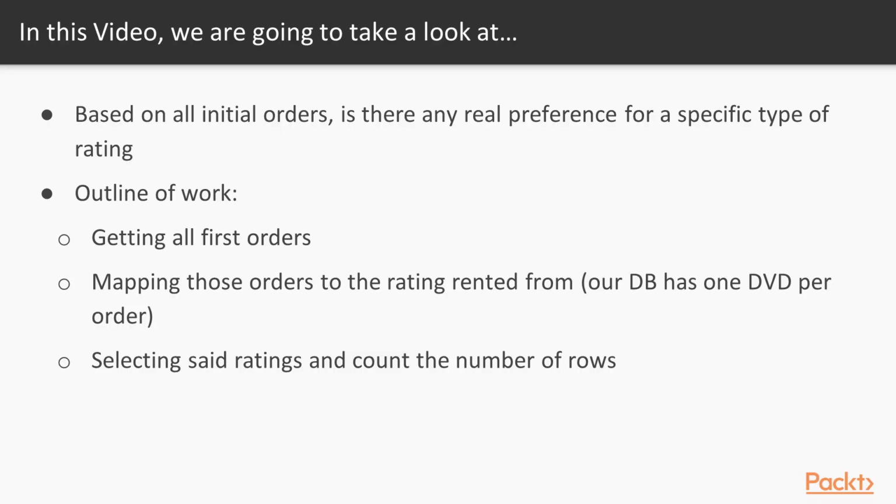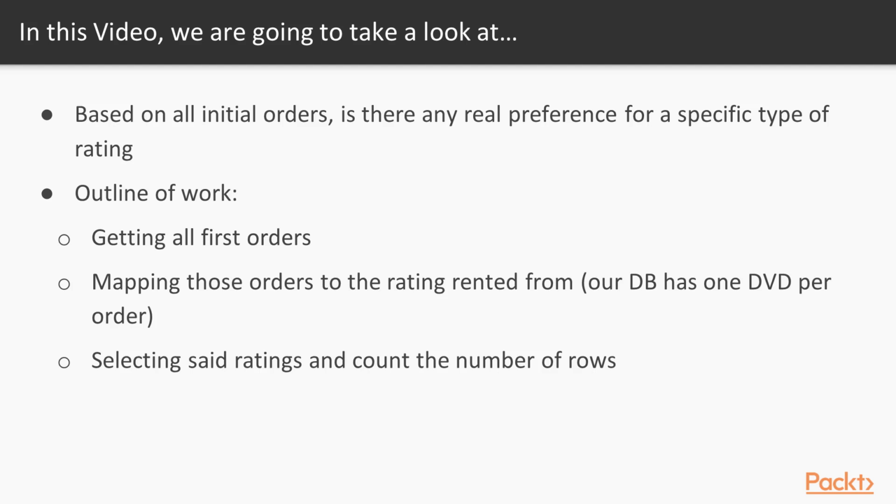So first orders: do customers prefer any specific rating? What we're going to do, based on all initial orders, is see whether there really is any preference for a specific type of rating. So it's pretty simple. This is kind of a warm-up outline of the work we need to do. Get the first orders, map those orders to the rating rented from.